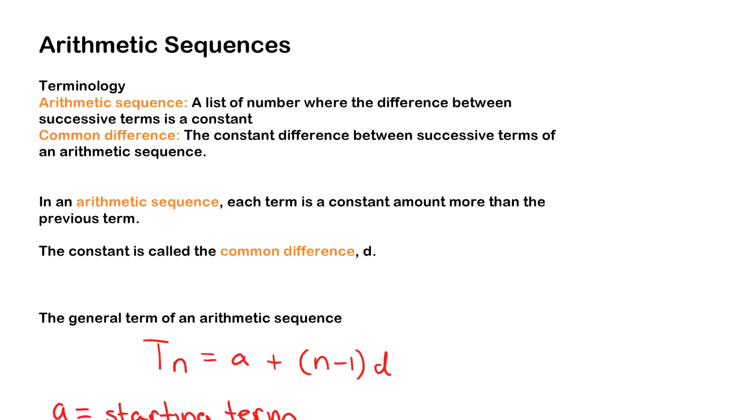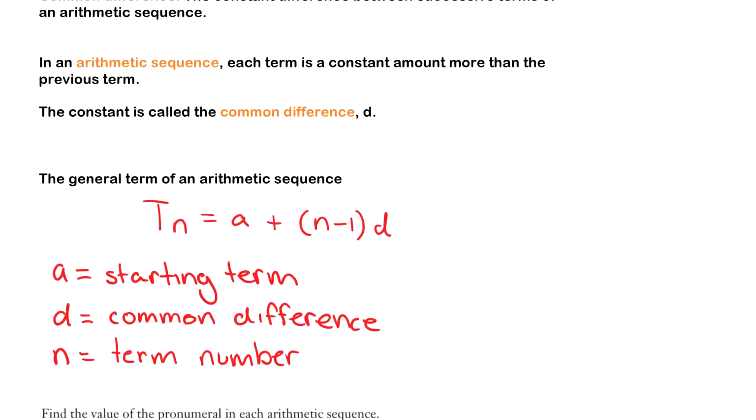So in an arithmetic sequence, each term is a constant amount more than the previous term. That constant, like I said, is called the common difference. We do have a general rule for arithmetic sequences. The term is going to be a, so a is your starting term or your starting number, plus, bracket, your term number, your goal, like is it the 10th number in the sequence, is it the 20th? That would be your n, minus 1, and then multiplied by the common difference.